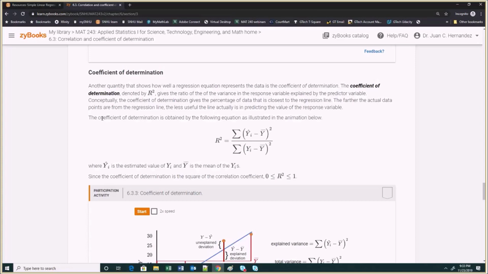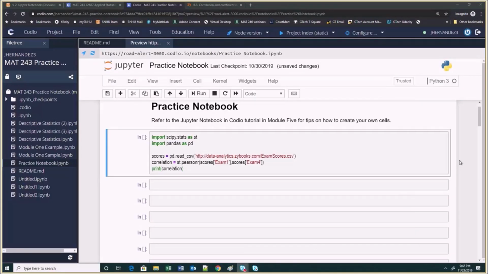So for example, you may get a value of, say, 30%. And what that means is that only 30% of the variation in your response variable is being predicted by the model using the independent variables. Or you may get an answer that is 85% of the variation is explained by the model using the independent variables. Let's now do an example of correlation in Python.